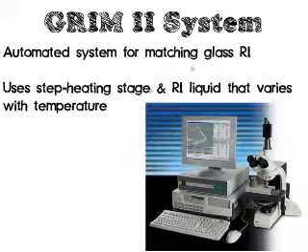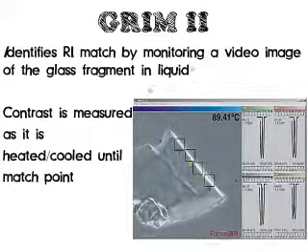The GRIM2 system uses a stepped heating stage to heat and cool liquids with refractive indices that vary with temperature. The GRIM2 system monitors a video image to measure the contrast between the glass sample and the liquid as the stepped heating stage is heated and/or cooled until a refractive index match point is reached.